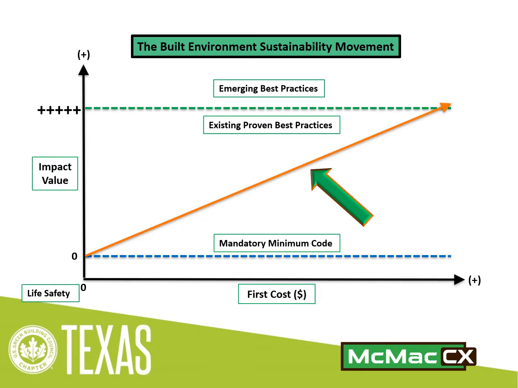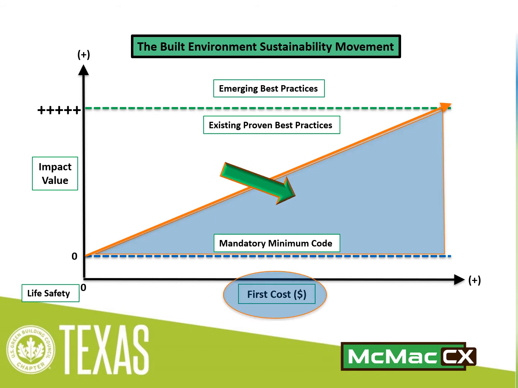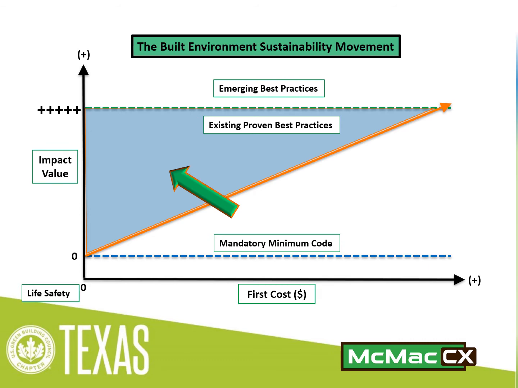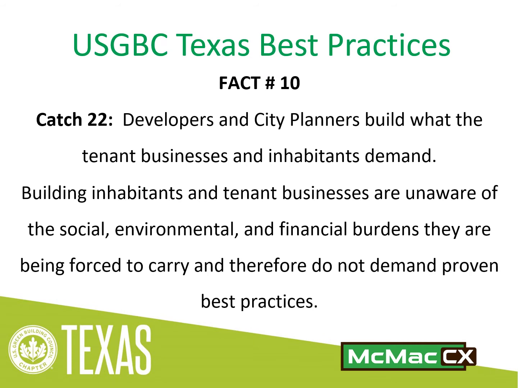Let's examine this incorrect assumption or relationship between first cost and ability to increase impact value from existing proven best practices. This myopic focus on first cost is preventing us from having meaningful conversations about the impact value. Our inability to push back against the first cost argument lies in the fact that we have been unable in the past to quantify and agree on a value system for the impact that's provided by existing proven best practices. Fact number 10, developers and city planners build what the tenant, businesses, and inhabitants demand. Building inhabitants and tenant businesses are unaware of the social, environmental, and financial burdens they are being forced to carry, and therefore do not demand proven best practices.